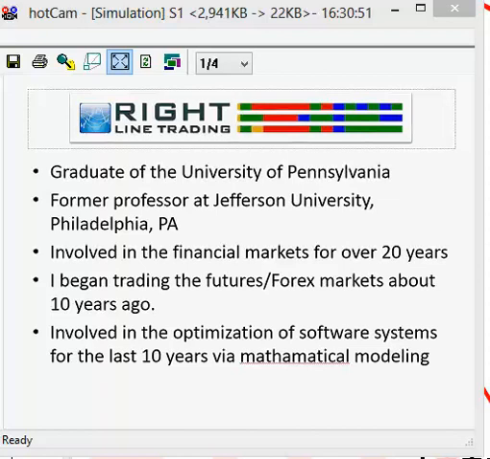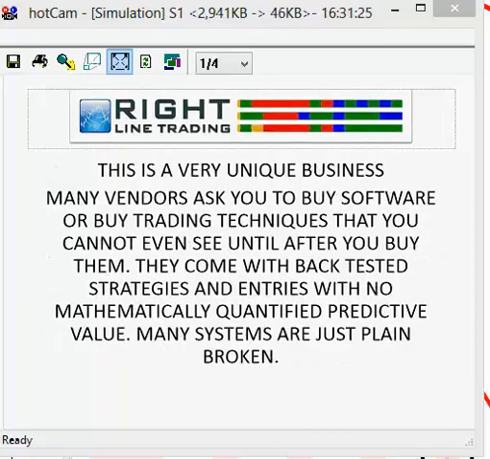at the University of Pennsylvania, and I'm a former professor at Jefferson University in Philadelphia. I've been involved in the financial markets for over 20 years. I began trading the futures and forex markets about 10 years ago, and I've been involved in the optimization of software systems for the last 10 years via mathematical modeling. And excuse the spelling on that, mathematical.